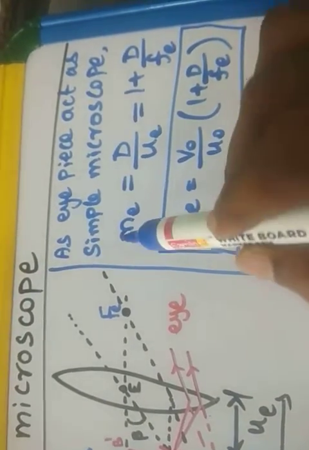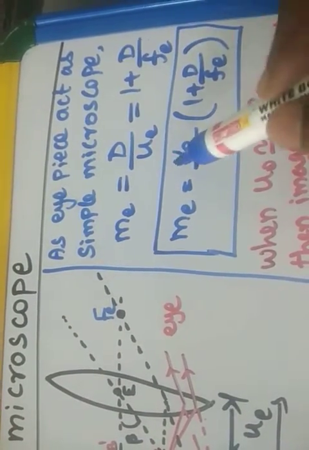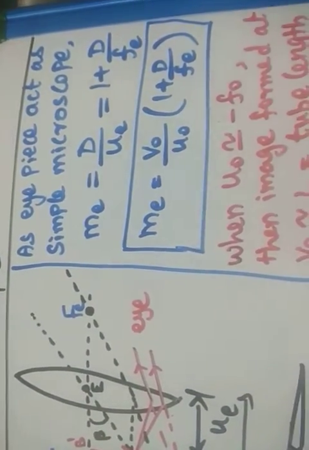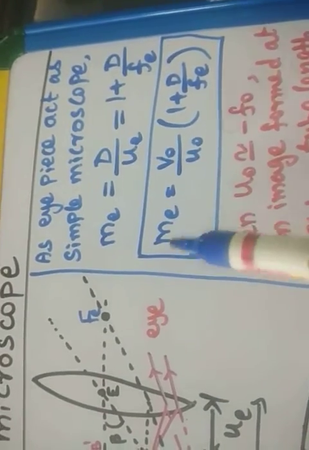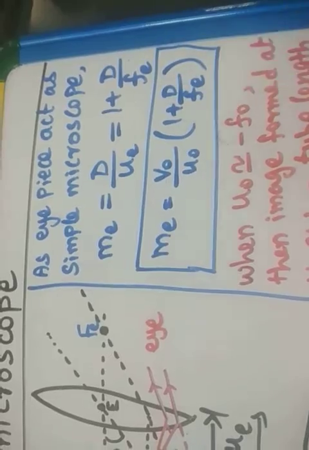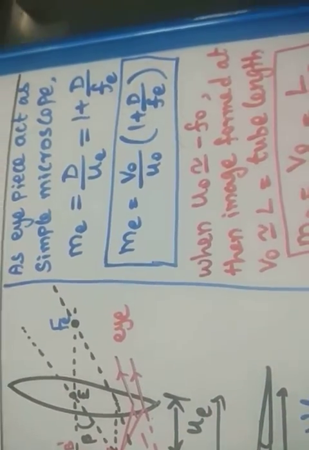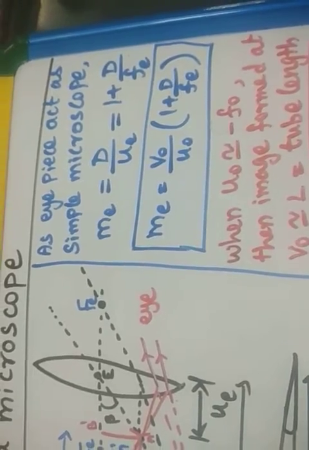This D is for the objective lens, that is V0 by U0 into 1 plus... sorry students. So we can write D plus D by Fe. This V0 by UE we can also derive in the simple microscope. Me, which is equal to V0 by UE into 1 plus D by Fe. So this is the magnification of the eyepiece when the object is at focus.